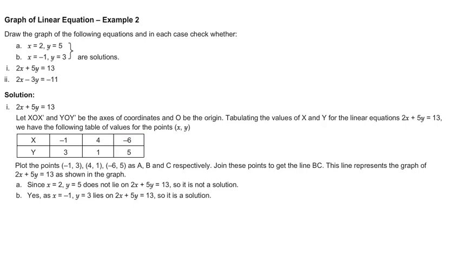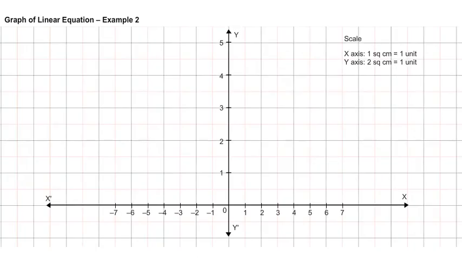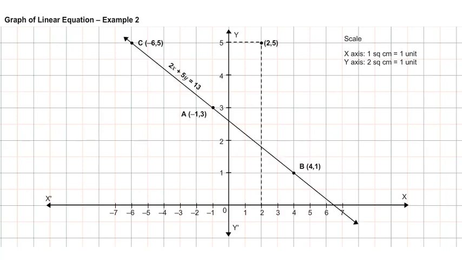So we plot these 3 points on the graph paper and join them with the help of a scale and a very well sharpened pencil, as shown in the graph. So this is the graph of 2x plus 5y equal to 13. It passes through the points (-6, 5), (-1, 3) and (4, 1) as we tabulated in the table. Now we want to check whether (2, 5) is a solution of 2x plus 5y equal to 13.